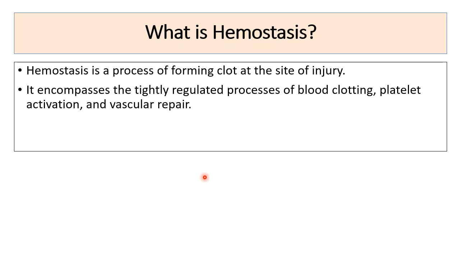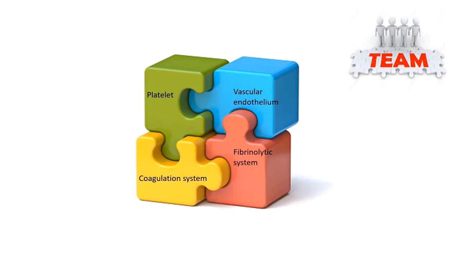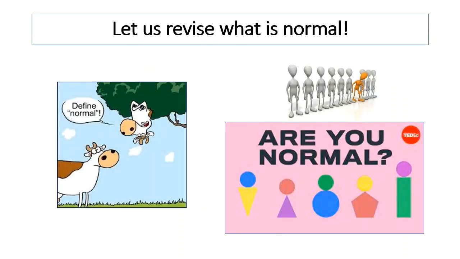So to begin with, what is hemostasis? Now, hemostasis is a process of forming clot at the site of injury. It encompasses the tightly regulated process of blood clotting, platelet activation, and vascular repair. So basically, it is a teamwork between the platelets, the vascular endothelium, the coagulation system, and the fibrinolytic system. So before we go into the pathological aspects, let us just relearn or revise what is normal.